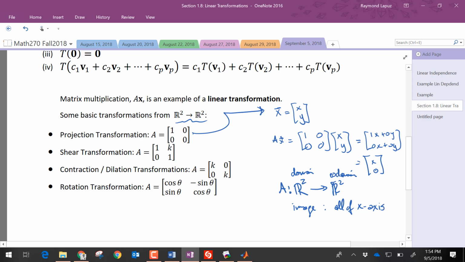So whatever this thing looks like, it's going to get squashed down into the x-axis. That's why it's called a projection. It's a shadow on the x-axis, so it's going to project it down to the x-axis.